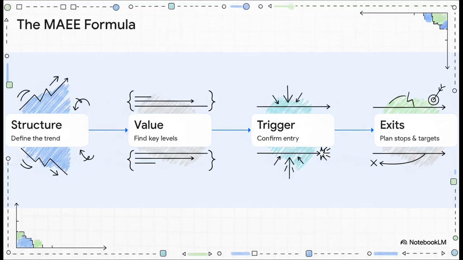All right, let's put this entire machine together. Structure defines your trend. Value pinpoints your bargain entry. Triggers confirm that momentum shift, and exits, they protect your capital while defining your targets. You now have a complete, totally objective system to execute on literally any chart you pull up.